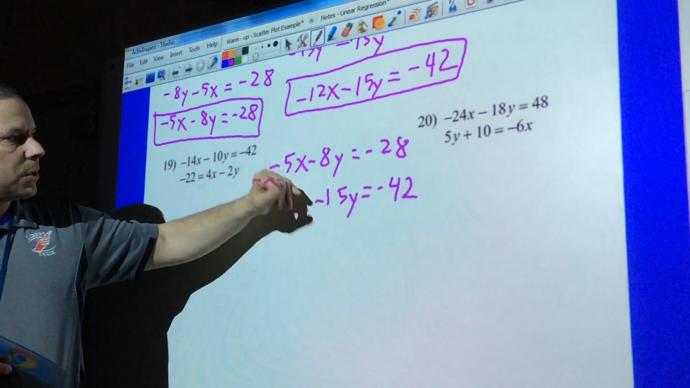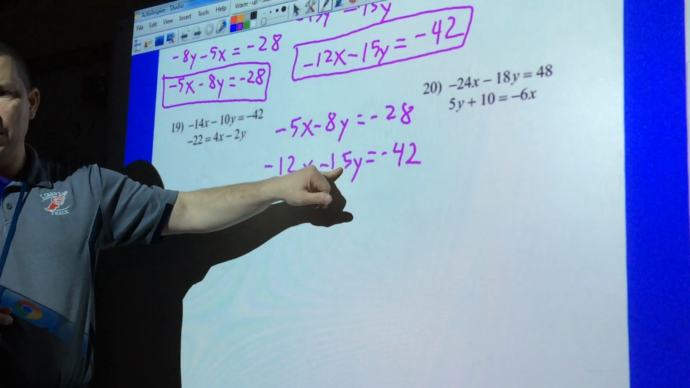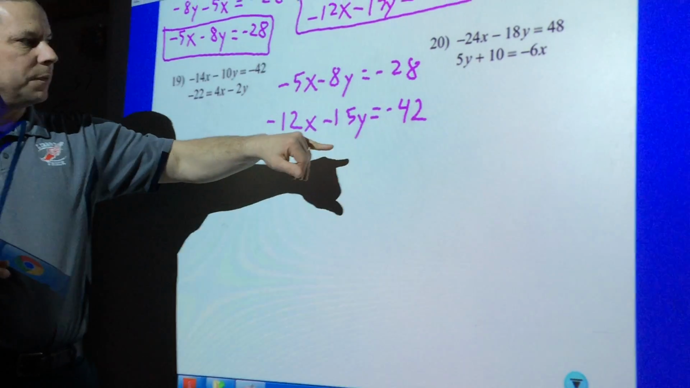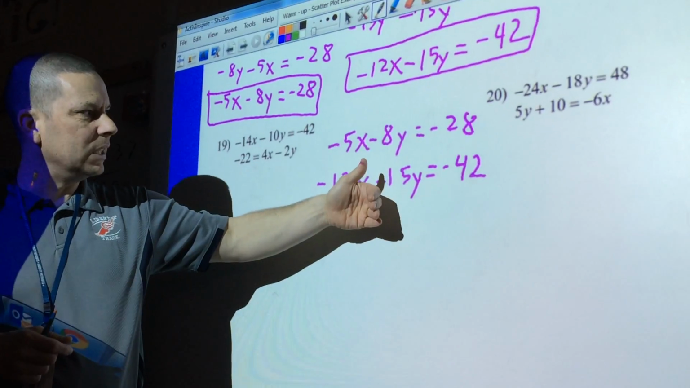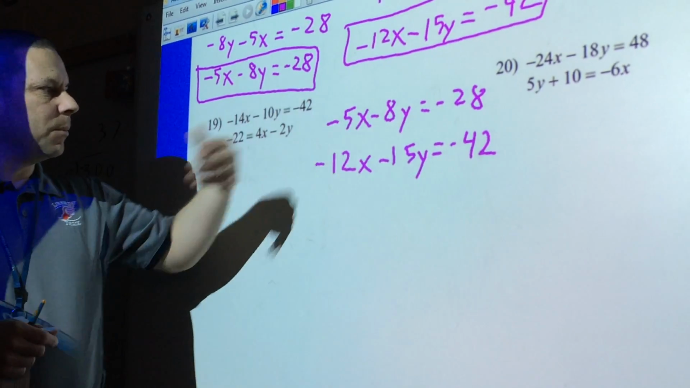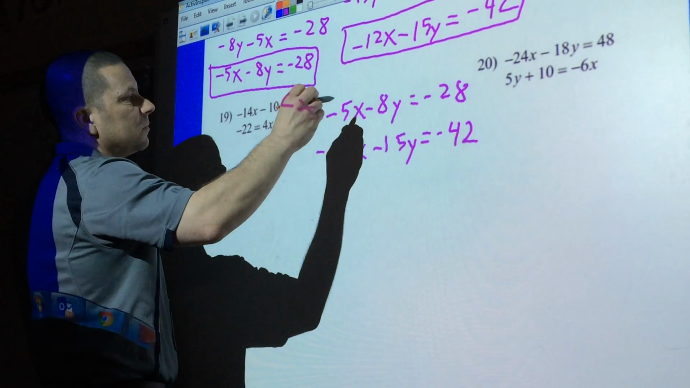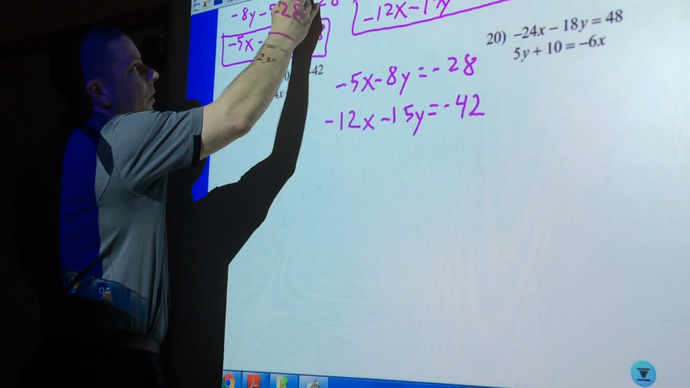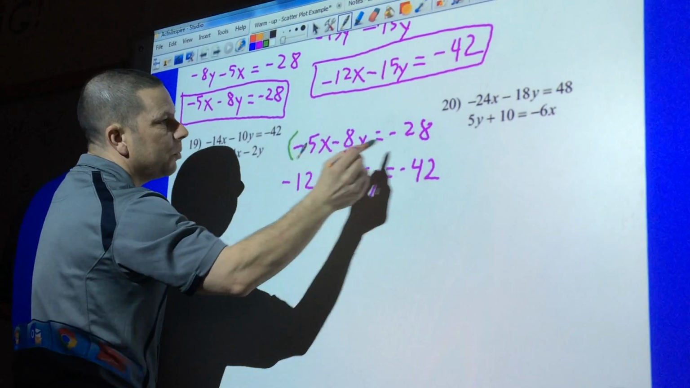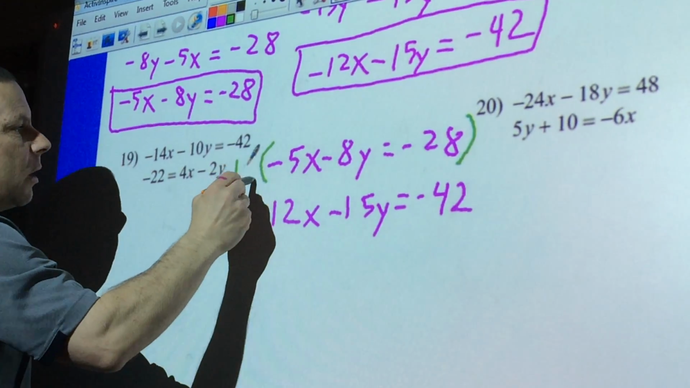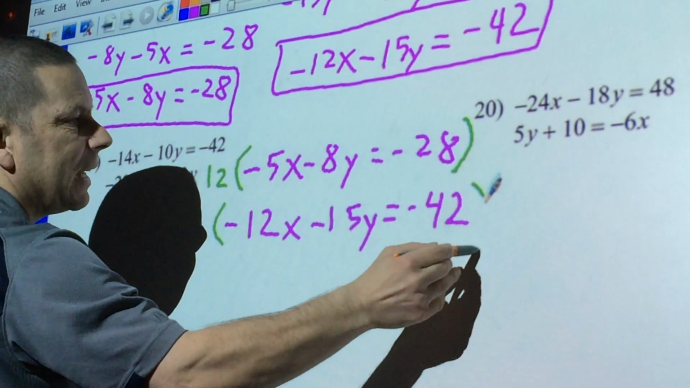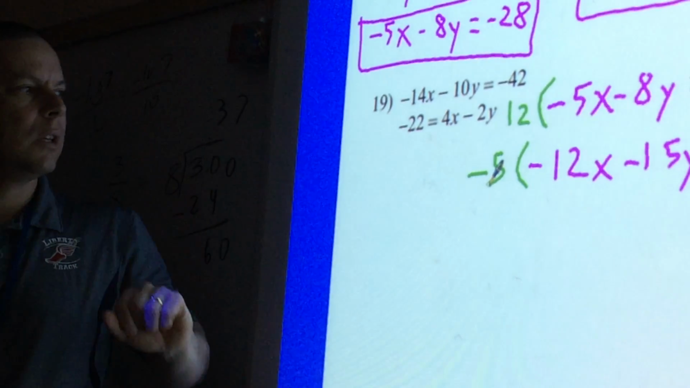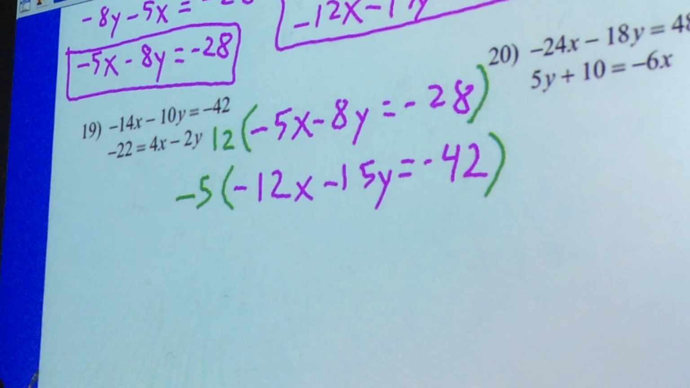Looking at the y terms, so I see 15. If I double that, I get 30. I can't turn 8 into 30. Triple it, I get 45. I can't turn 8 into 45. Quadruple it, I get 60. Can't turn 8 into 60. So I'm going to go back to the y terms and eliminate there. So what I'm going to do is multiply the top row by 12 and the bottom row by negative 5. See how they had the same sign to begin with? So I've got to change the sign of one of them.